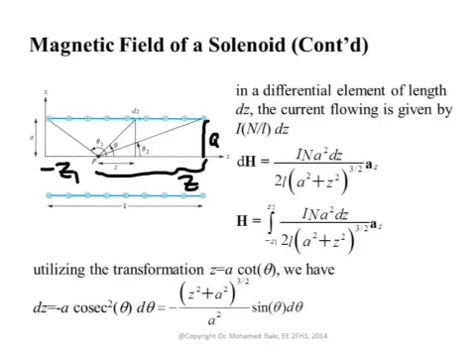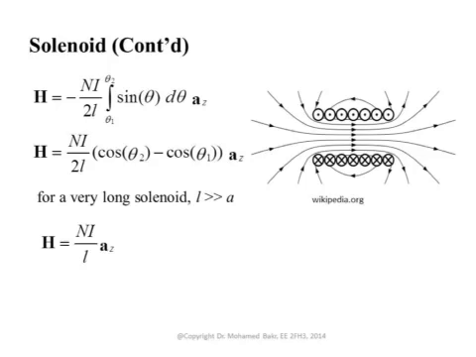If I substitute back in the integral, dz will be this term, so this bracket will disappear. I'll be integrating only sine theta. So with this substitution, the integral simplifies significantly. The integral of minus sine theta will give you cosine theta, upper limit minus lower limit. This is the expression for the magnetic field resulting from the solenoid.